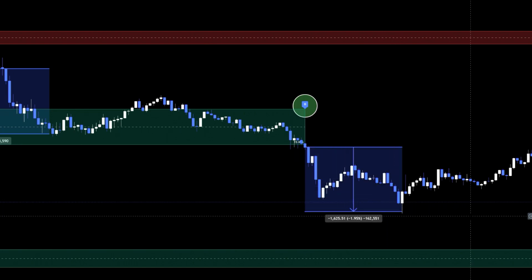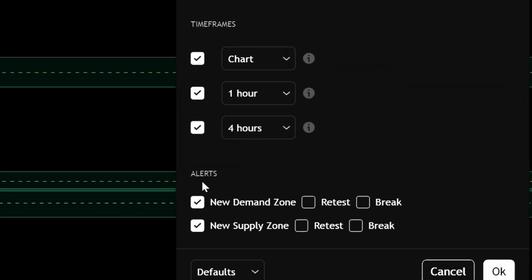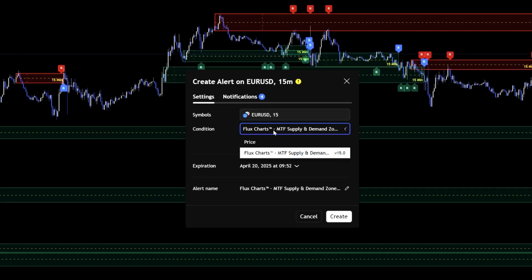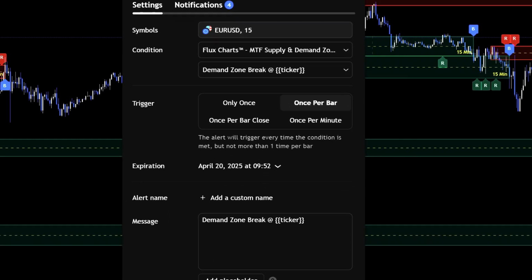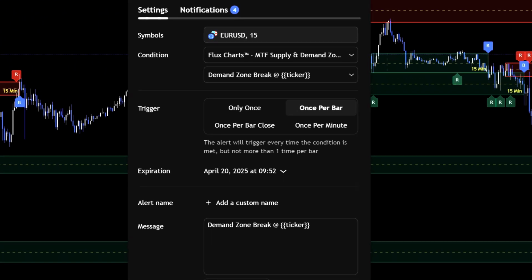Another great feature of this indicator is that you don't need to monitor your chart constantly. Set up alerts instead. Right-click on your chart, select Add Alert, choose the indicator, and pick what to track: new zones, retests, or breaks. Then select your notification method, pop-ups, emails, or whatever you prefer. This keeps you updated without watching the screen all day.